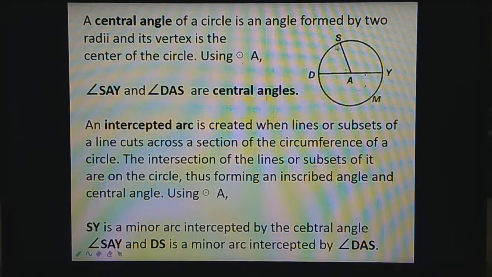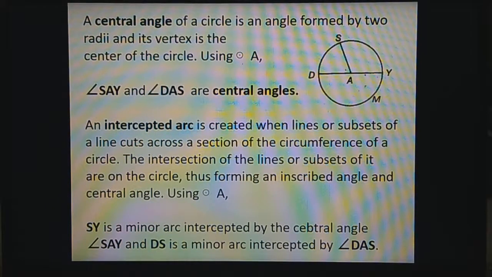So, SY is a minor arc intercepted by central angle SAY. Ayan. Angle SAY, ang intercepted arc niya is SY. So, yun yung nakatapat noong endpoints ng radii, at point S at saka at point Y. So, intercepted arc is SY. Ang nag-intercept sa kanya is angle SAY.